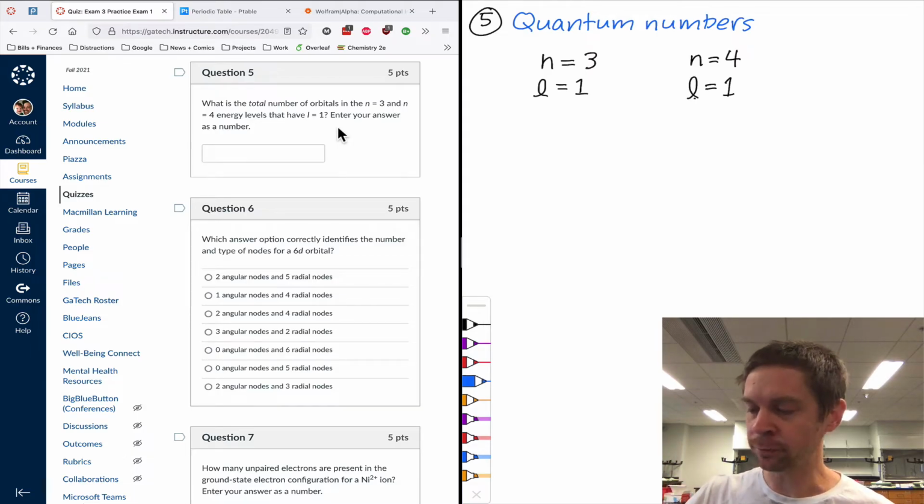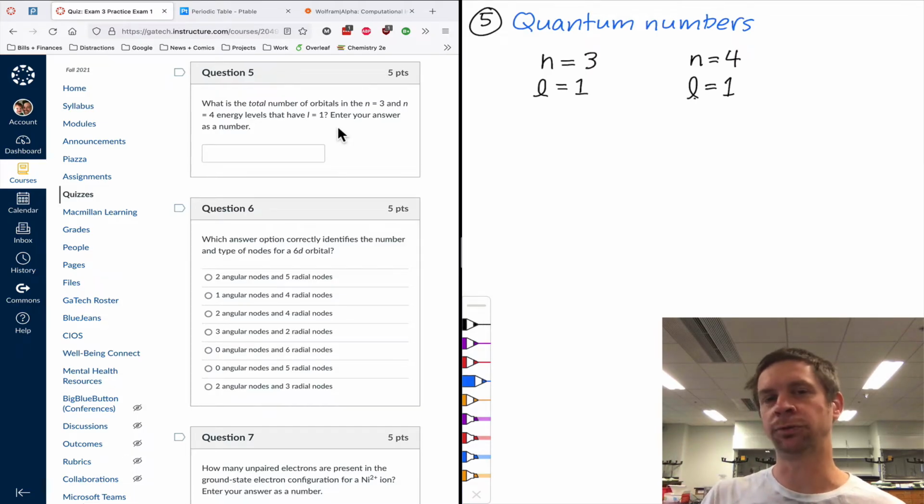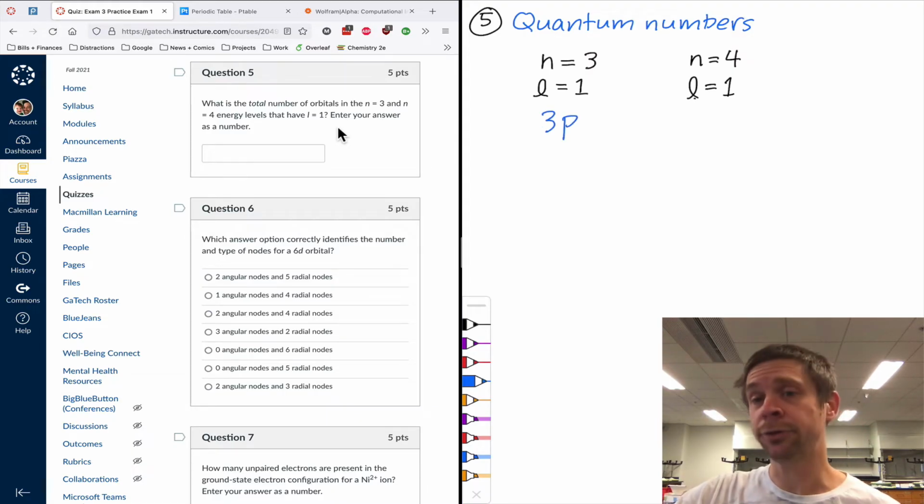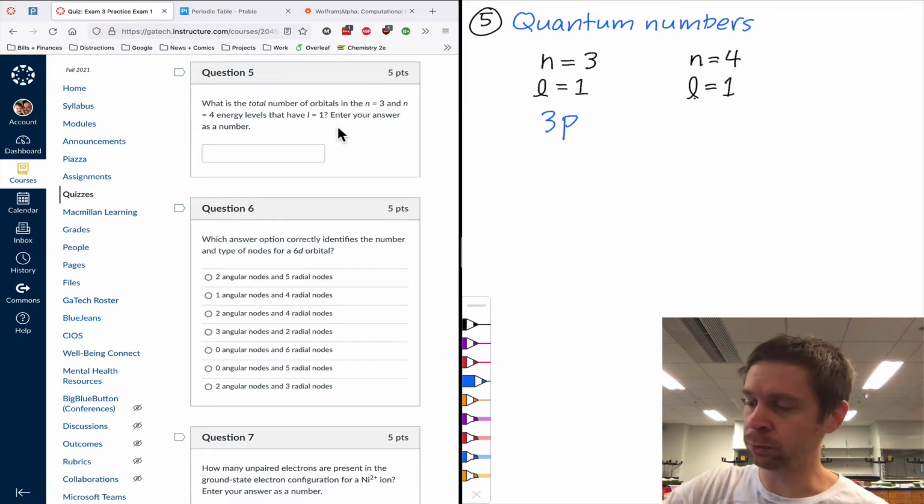And let's start by unpacking that subshell label from the given quantum numbers, giving us something a bit more human-friendly to work with, rather than these sets of numbers. So n equals 3, L equals 1. What is that as a subshell label? Well, L equals 0 is s, L equals 1 is p, and so n equals 3, L equals 1 corresponds to a 3p subshell.